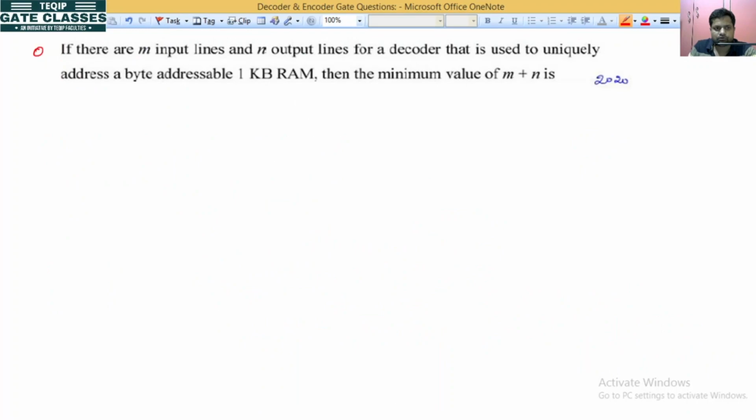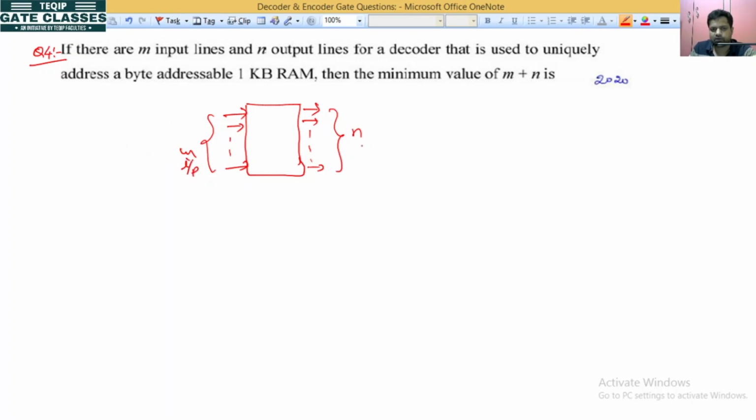Question number 4. In this question, if there are m input lines and n output lines for a decoder, it tells us that we have a decoder with m input lines and n output lines. Okay? M input and n output.